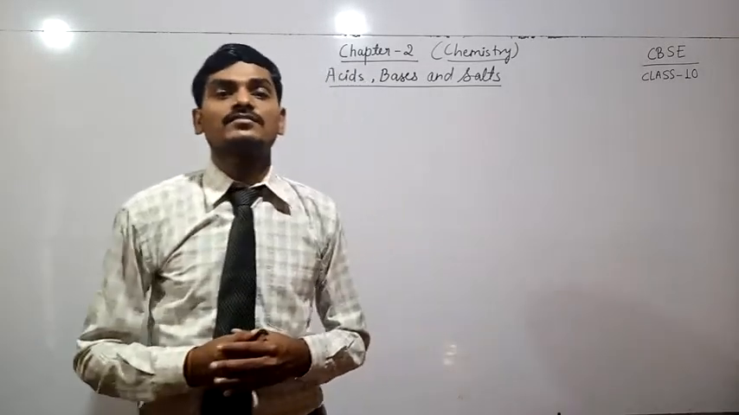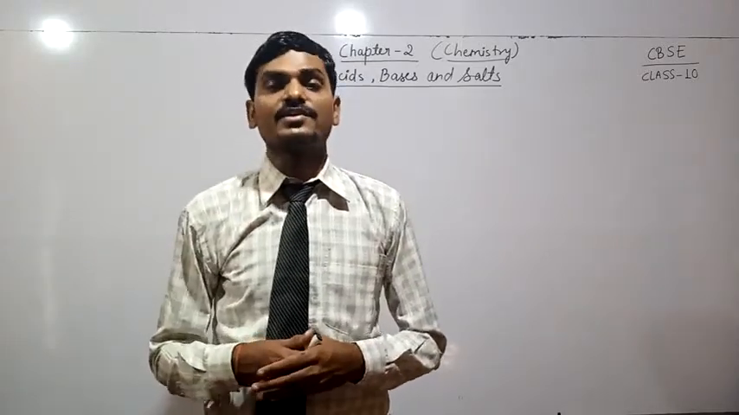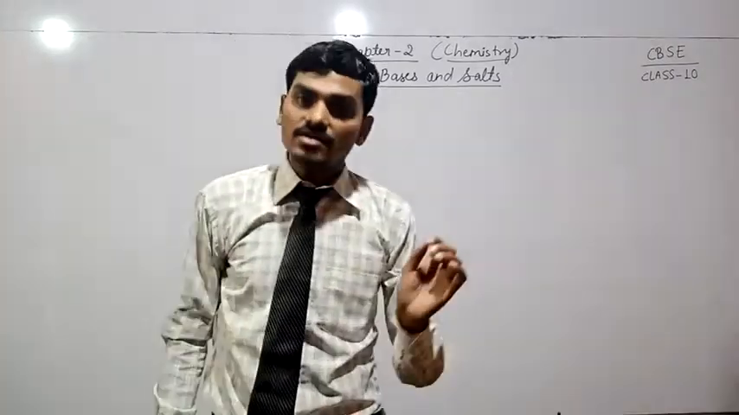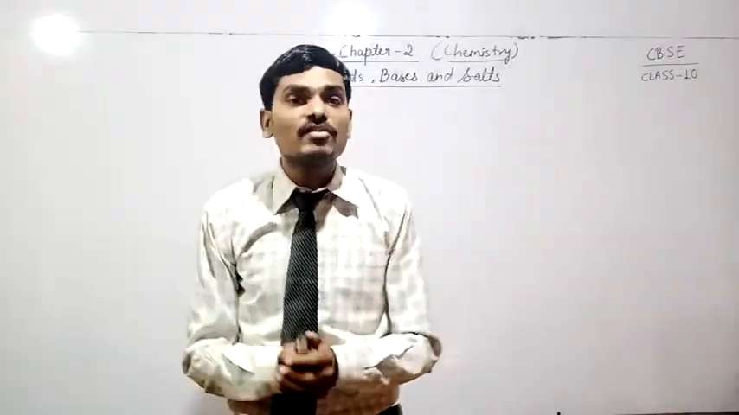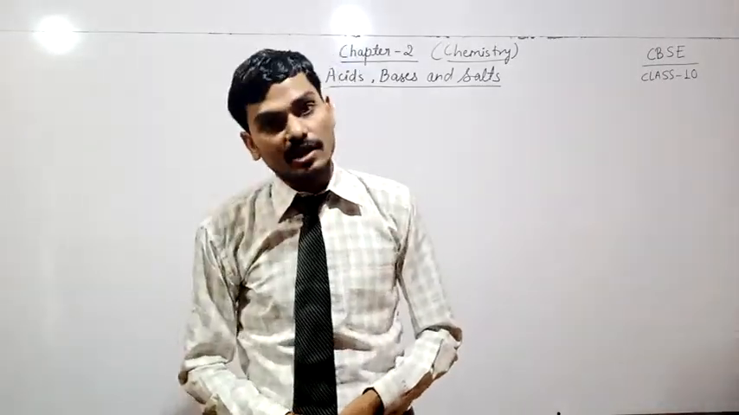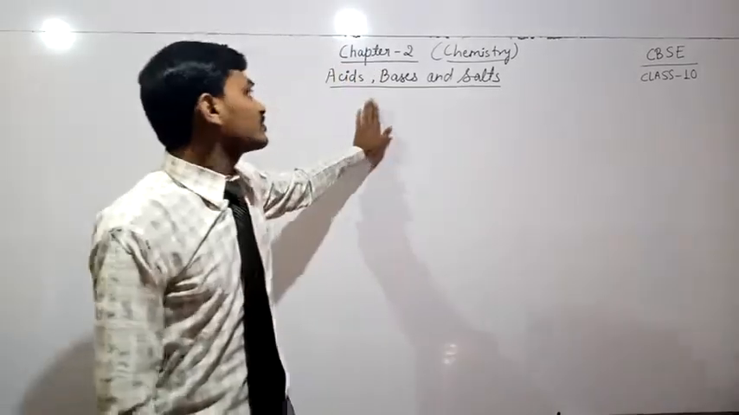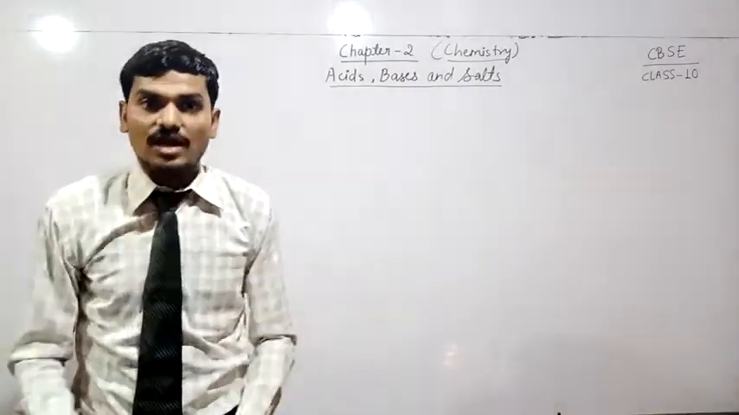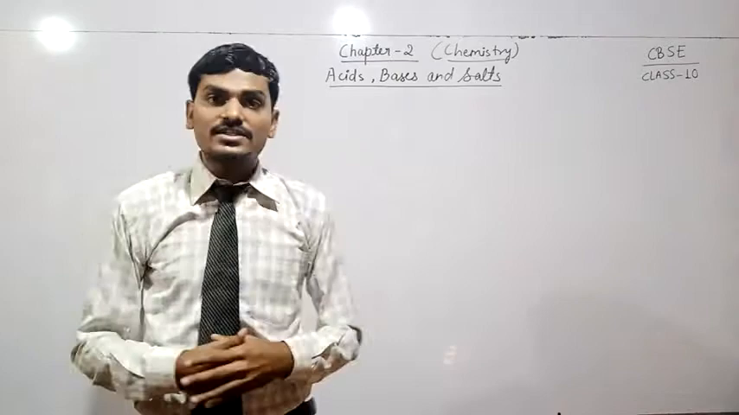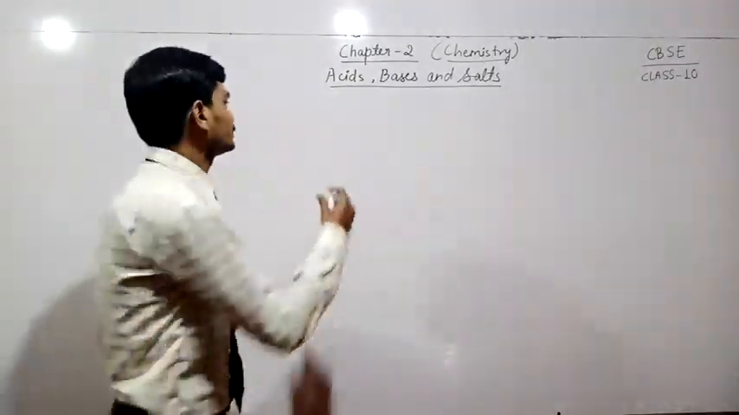Hello my dear students. Today I am here to discuss the second chapter of chemistry of class 10, which is acids, bases and salts. On the basis of their chemical properties, all chemical compounds can be classified into three categories, that is acids, bases and salts. Before starting this chapter, we should first know what the indicators are.